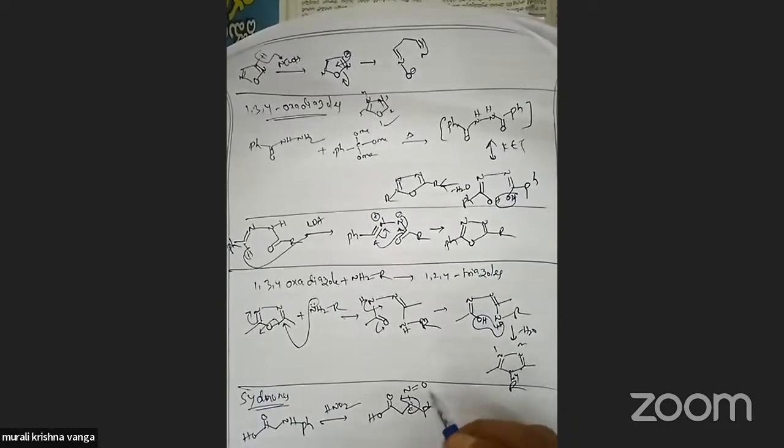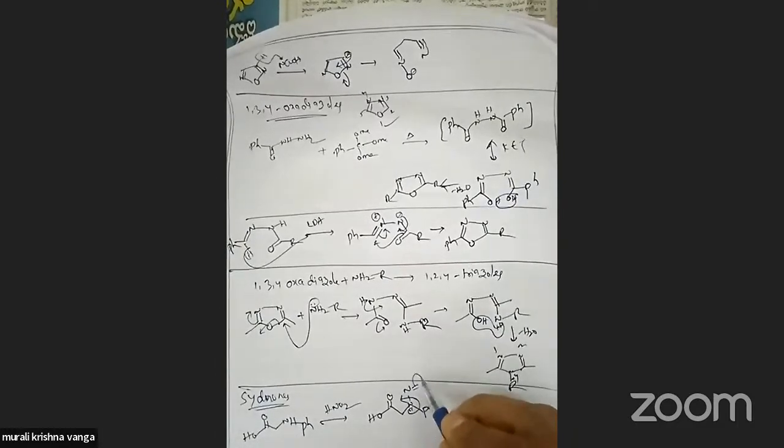here this nitrogen contains a lone pair of electrons donated to the nitrogen single bond, and the double bond between nitrogen and oxygen is transferred to the oxygen side, and this negative charge attacks the carbonyl carbon of the acid. The product is O minus, O, N-phenyl, positive charge, then N. So this is the sydnone.